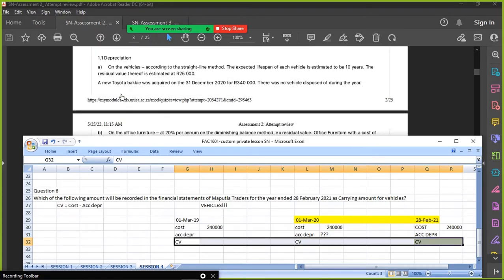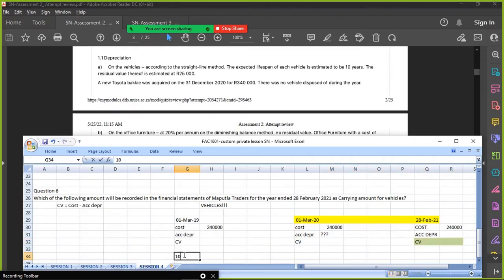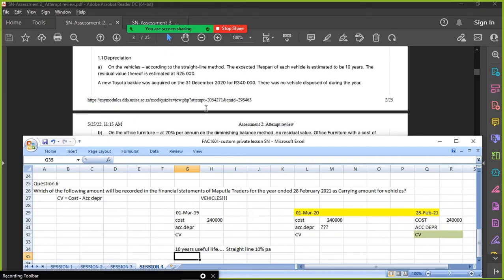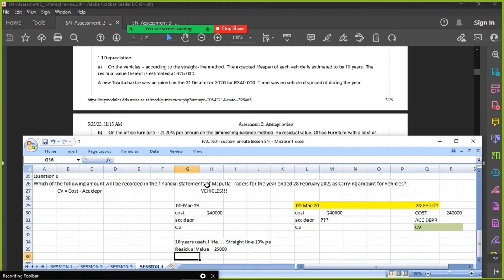Okay, so if I'm looking at 1.1, on vehicles, according to the straight line method, the expected lifespan of each vehicle is estimated to be 10 years. That's important. So 10 years useful life. So the depreciation rate is straight line, basically 10% per annum. Okay, the residual value is 25,000. That's also important. The residual has to be taken out.